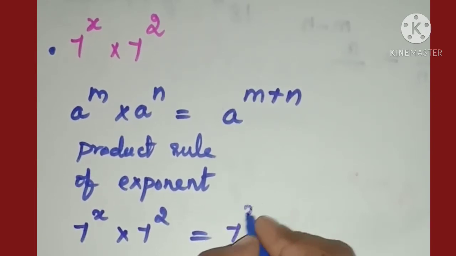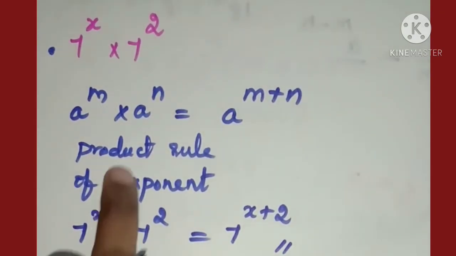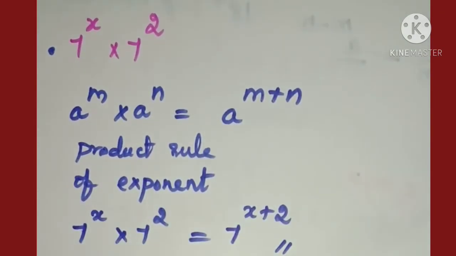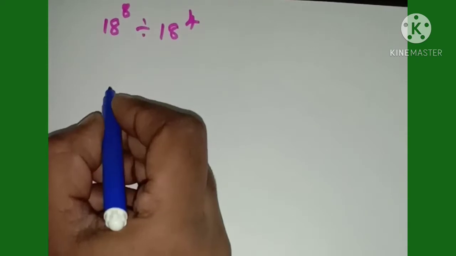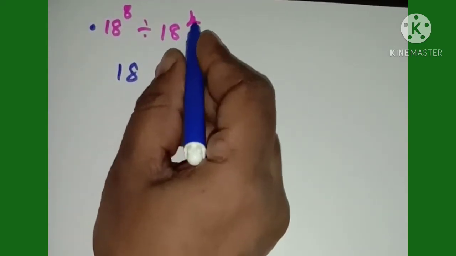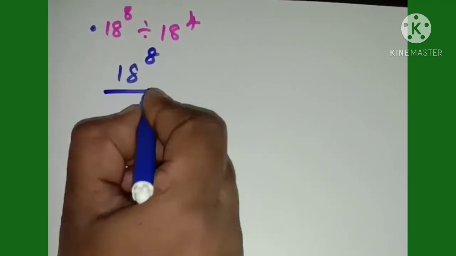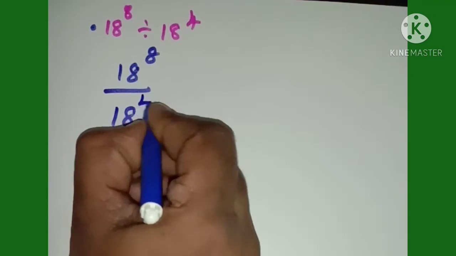So 7 to the power x plus 2 is the exponential form by using the product rule of exponent. Problems based on the quotient rule of exponent. Now students, see the expression 18 to the power 8 divided by 18 to the power 4. So we can write it as 18 to the power 8 divided by 18 to the power 4.